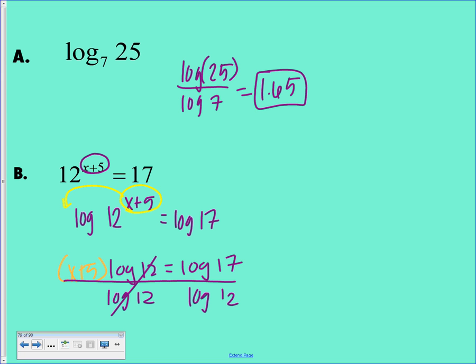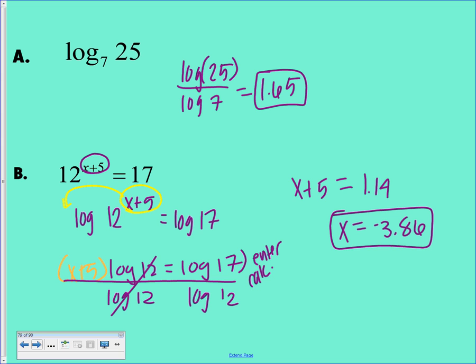Okay, so now if I type that in, I'm going to get x plus 5 equals, and then in your calculator, type log 17. So in your calculator, either make sure you close that parenthesis or you hit enter before you divide, and you should get 1.14. Well, now it's really easy. All you do is subtract 5, and you get x equal negative 3.86. Okay, so nice 3 little simple steps.